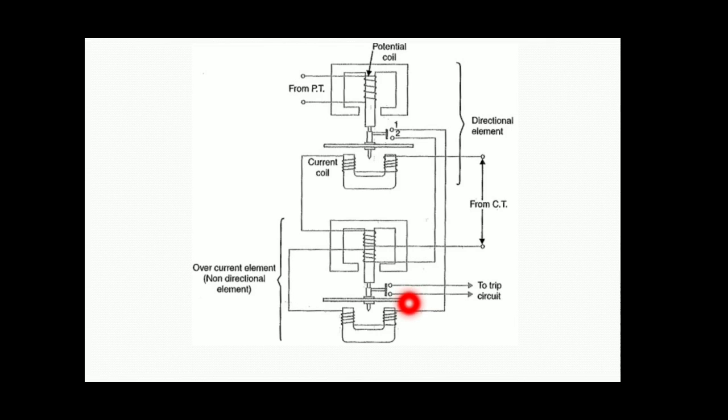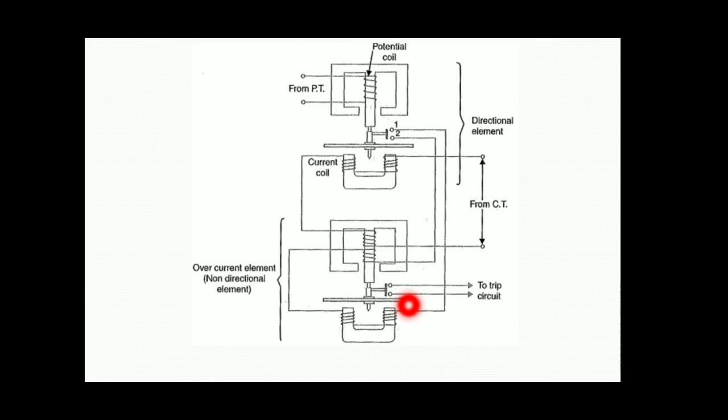If a short circuit is obtained in the circuit, in that case the disc rotates and then it closes the circuit. Then the circuit breaker operates and the circuit breaker disconnects the faulty section. This is the overall construction and working of a directional overcurrent power relay.